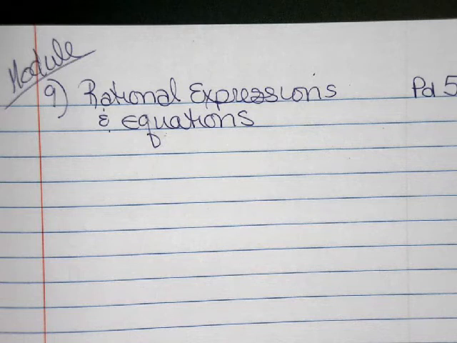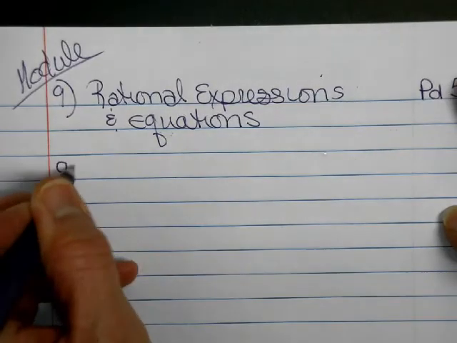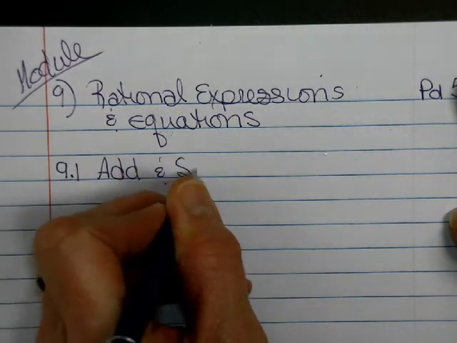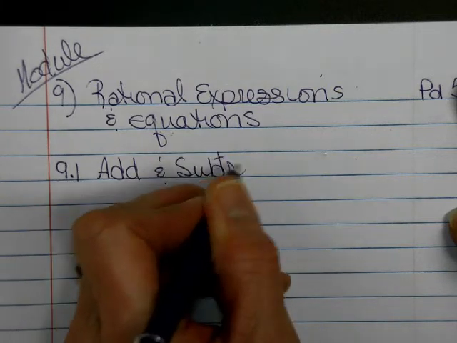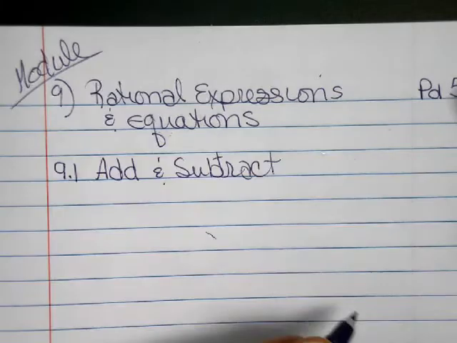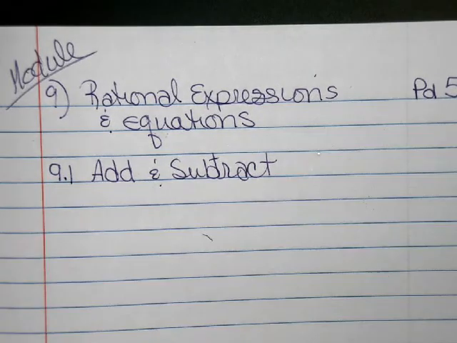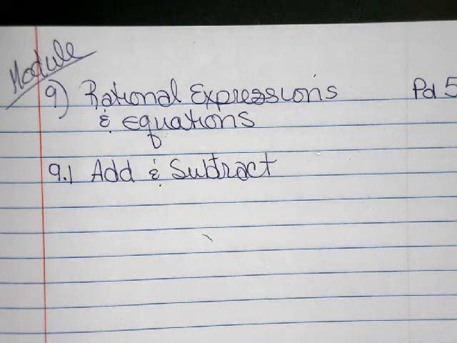So lesson 9.1 is adding and subtracting rational expressions. Lesson 9.2 is multiplying and dividing rational expressions, and 9.3 will be solving rational equations. We're looking only at 9.1. This makes sense to me, I understand why we're going here, because I need to know how to add and subtract and multiply and divide before I can solve equations.